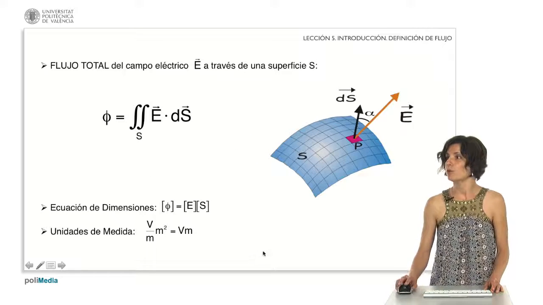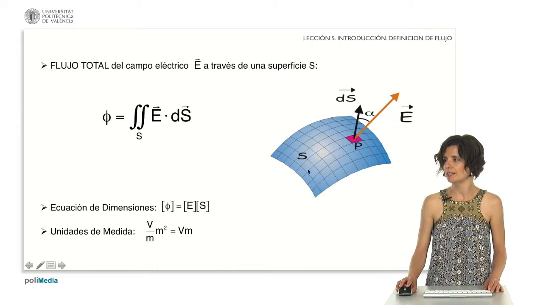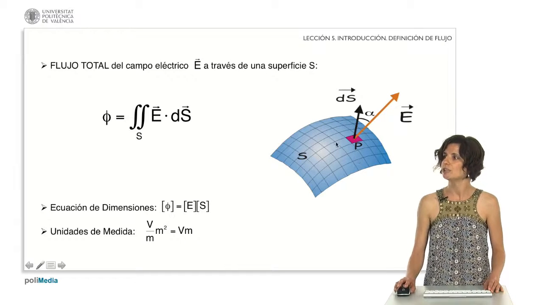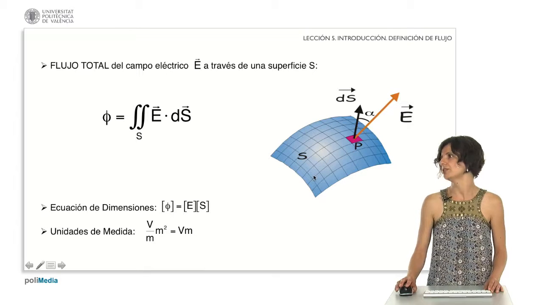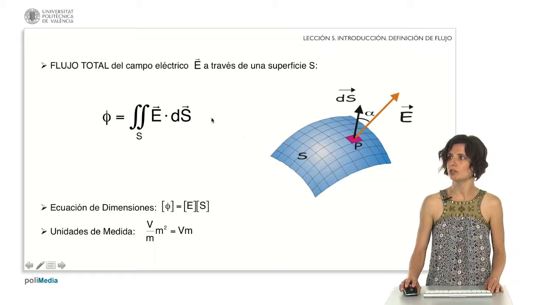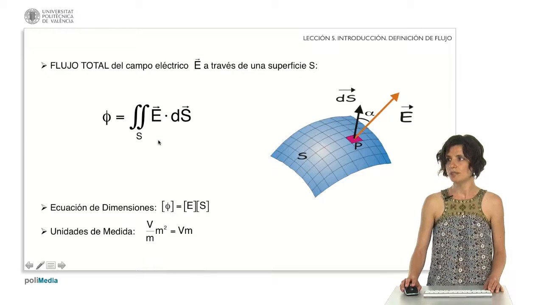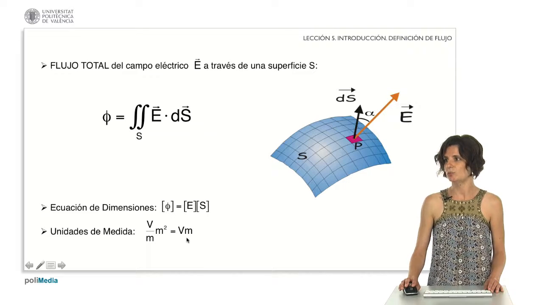To calculate the total electric field flux through the entire surface S, we have to do the same in the infinite elements that compose it. That sum of infinite terms corresponds to the concept of surface integral that we see in the definition of flux. As the electric field is measured in volts divided by meter and the differential of S in square meters, the units of measurement of the flux are volts times meter.